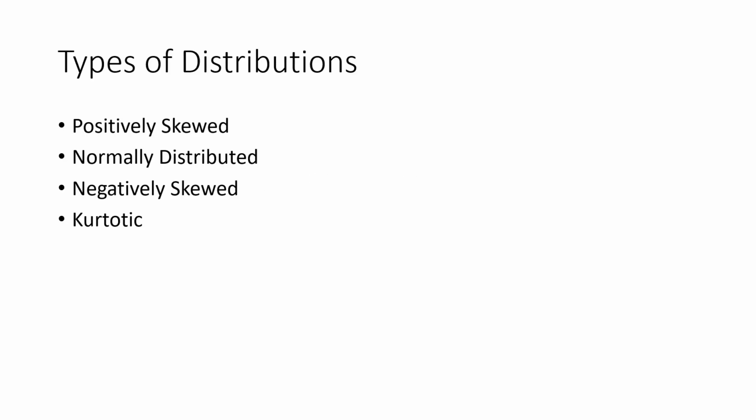The first thing we'll look at real quick is types of distributions. With types of distributions, you've got skewed, normal, and kurtotic. Positive skewed distributions are ones where you've got a lot on the left and then it trails off to the right. Normal distributions are clustered around the middle, and then negative distributions have a long tail to the left and then nothing on the right.